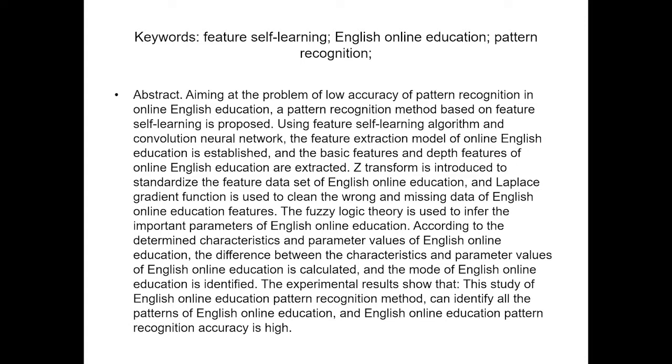According to the determined characteristic and parameter values of English online education, the difference between the characteristics and parameter values of English online education is calculated, and the mode of English online education is identified. The experimental results show that this study of English online education pattern recognition method can identify all the patterns of English online education, and English online education pattern recognition accuracy is high.